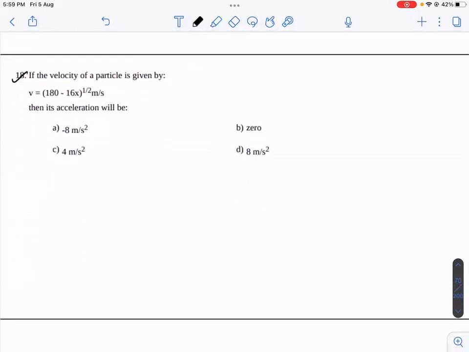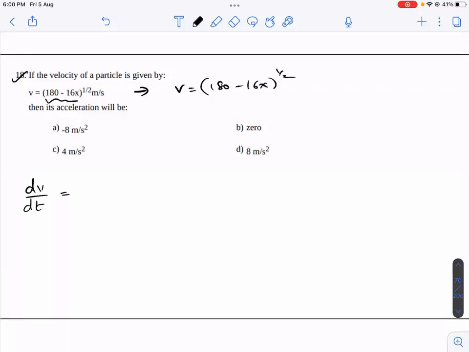Eighteenth one. If the velocity of the particle is given as 180 minus 16x, the whole power half, then its acceleration will be? So if velocity is given, how do you find the acceleration? Find dv by dt. So what is dv by dt here? Who can tell me?